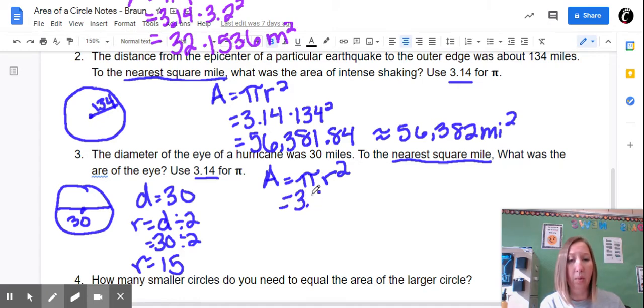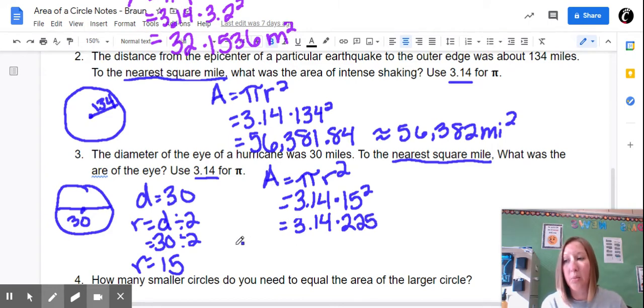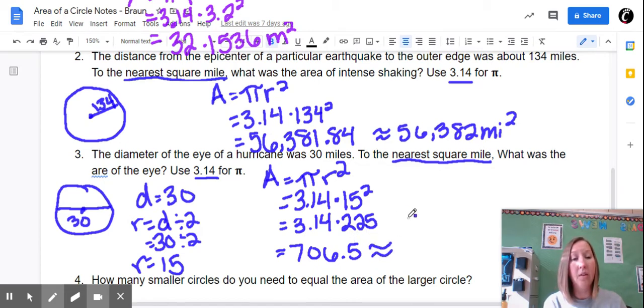So we are told to use 3.14 for pi, and I'm going to multiply that by 15 squared. Again, I want to use my calculator, and I want to do 15 squared first. So this is actually going to be 3.14 times 15 squared, which is 225. And when I do 3.14 times 225, I get 706.5. And again, I want to round that to the nearest square mile. So I look at what number is in my tenths place. It's a 5, and we know 5 and up, bump it up. So this is going to be approximately 707 miles squared.